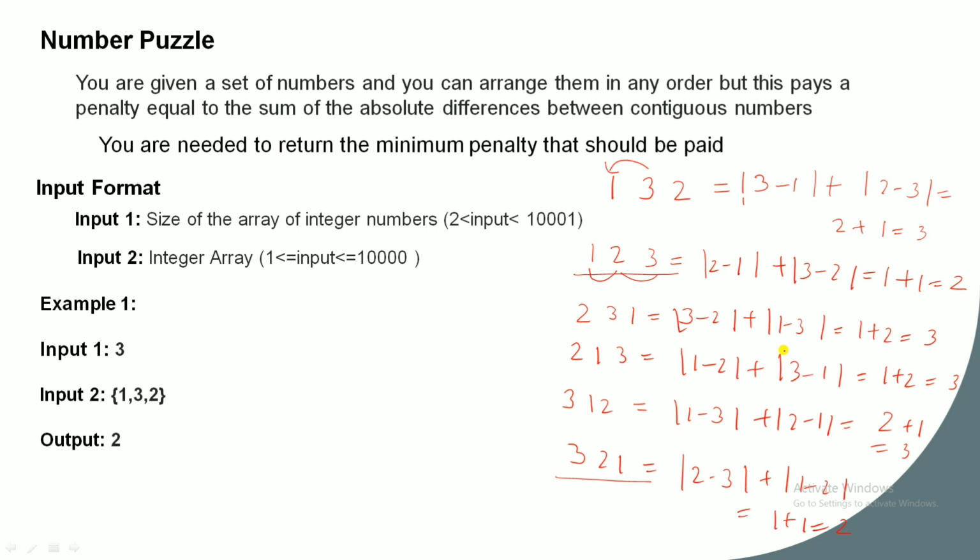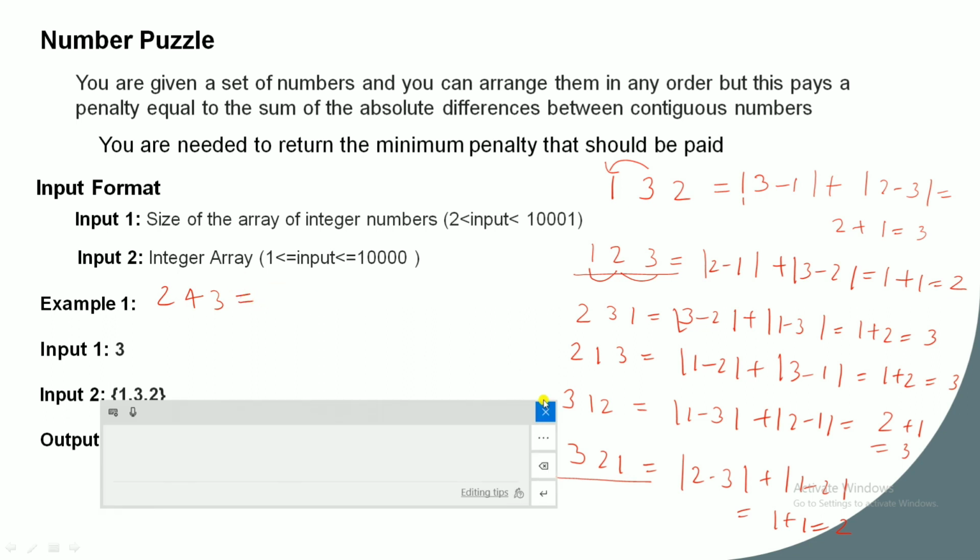Okay, let me take another example. The other example is 2, 4, 3. Find the minimum sum. So 4 minus 2 plus 4 minus 3 equals 2 plus 1 equals 3, right? For 2, 3, 4: 3 minus 2 plus 4 minus 3 equals 1 plus 1 equals 2.